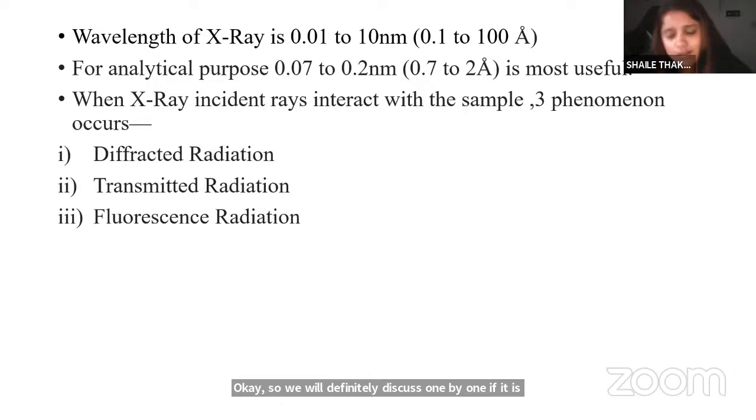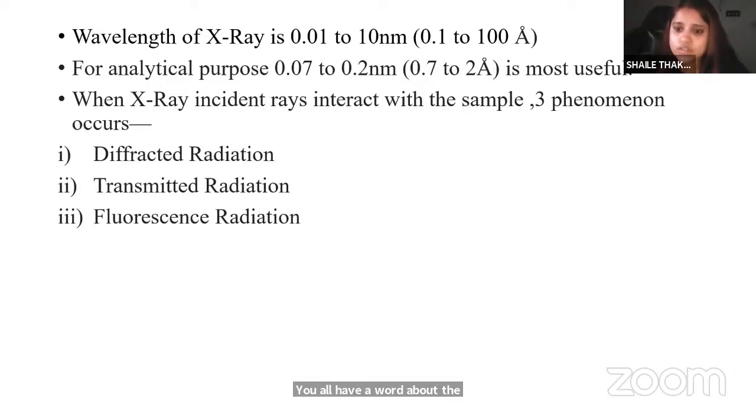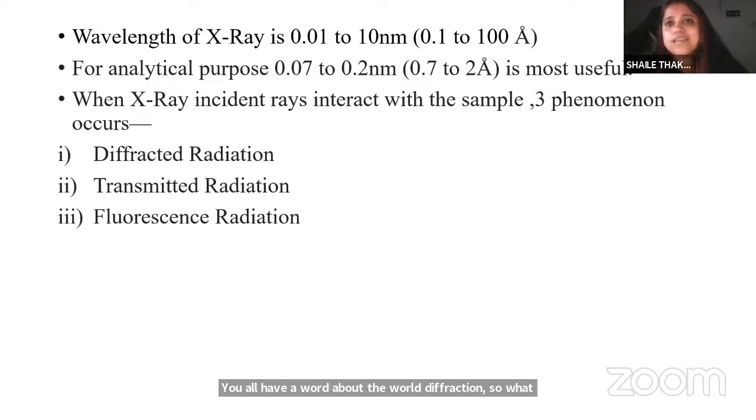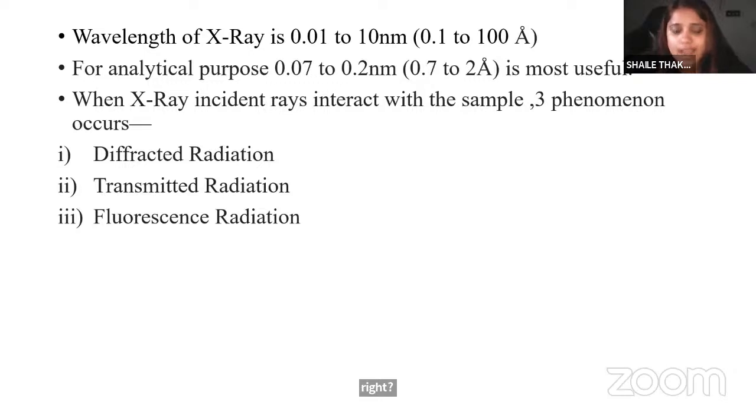So definitely I would like to talk more about spectroscopy. Basically, diffraction. You all have heard the word diffraction. So what is the literal meaning of diffraction? Whenever you pass light onto a surface that is irregular, the light will not spread evenly, it will spread unevenly, right? So that is diffraction. Then transmittance means whenever it is getting transmitted.